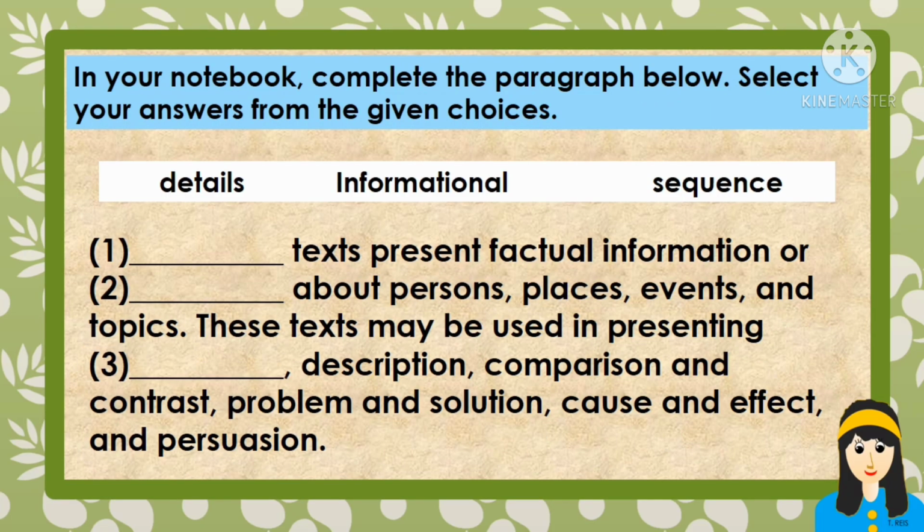And for the last activity in this lesson, in your notebook, complete the paragraph below. Select your answers from the given choices. Here are the choices: details, informational, and sequence. Blank text present factual information or blank about persons, places, events, and topics. This text may be used in presenting blank, description, comparison and contrast, problem and solution, cause and effect, and persuasion.